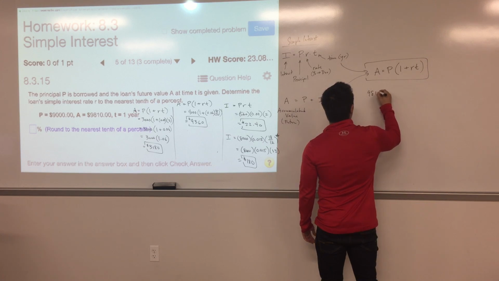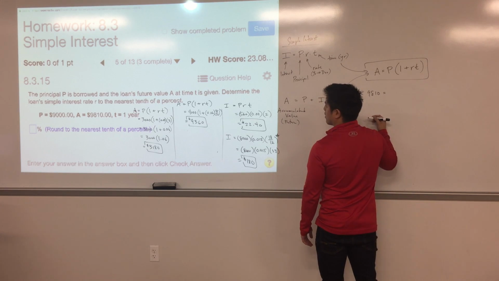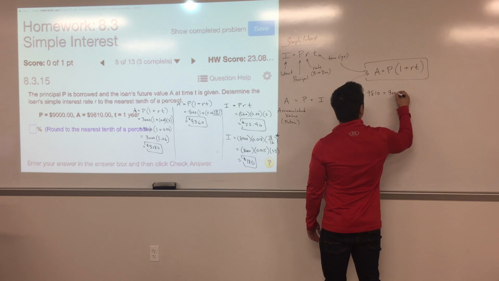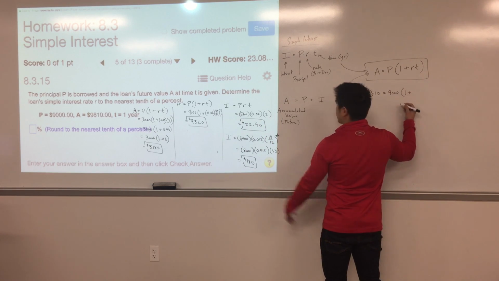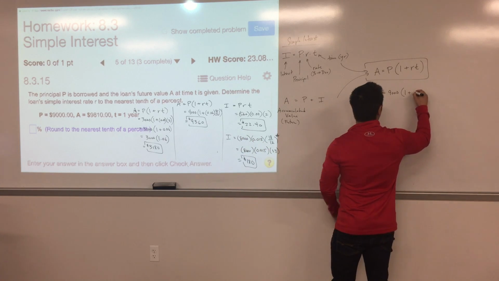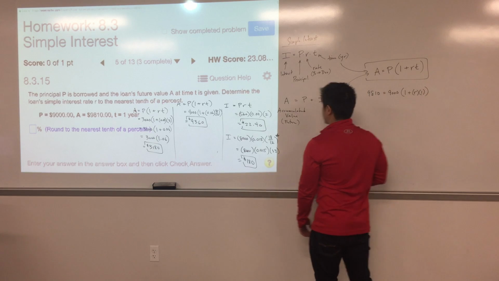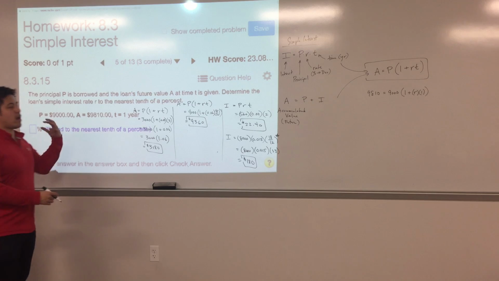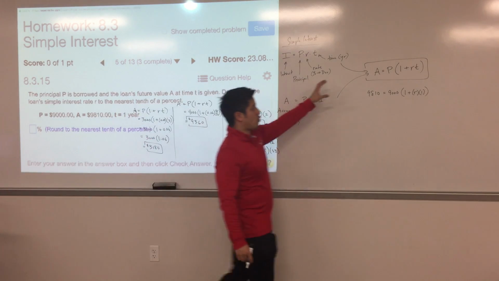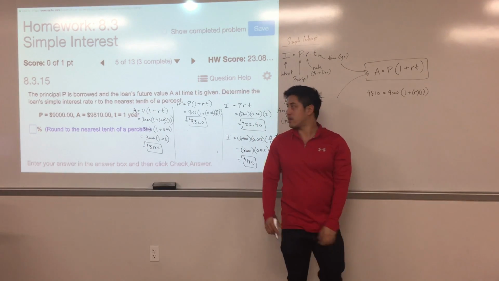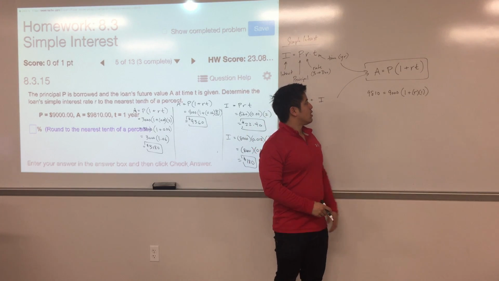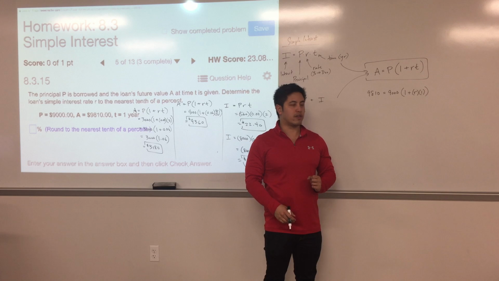They tell you that the future value is 9,810. They tell you that the principal is 9,000. 1 plus, do we know the interest rate? No. Do we know the time? 1. So that is how you set it up. That's why I said you have to know this formula and how to work it. Because if you don't, it's a little bit harder to do it using this one. So this is just an algebra problem to solve, isn't it?